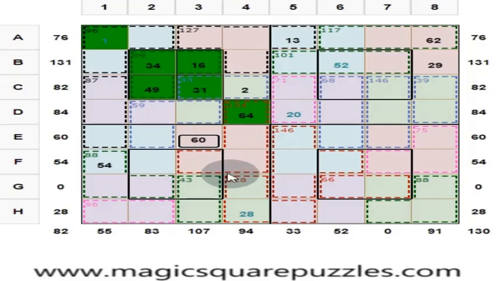What is this? This is 60, these two are 43. 60 plus 43, 103. We know these four numbers are 130. This is 130 minus 103, 27.